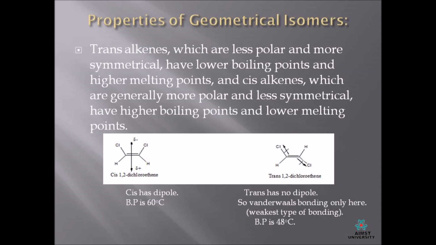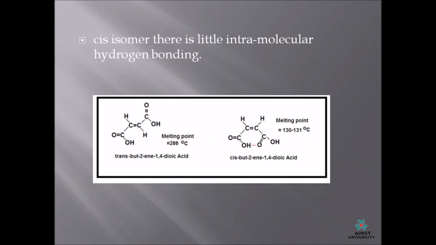Here there is an example of 1,2-dichloroethene. It exists in two forms, cis-1,2-dichloroethene and trans-1,2-dichloroethene. Cis-1,2-dichloroethene has a boiling point of 60 degrees centigrade, whereas the trans-1,2-dichloroethene has the boiling point of 48 degrees centigrade. In the cis isomer, we can observe there is an intramolecular hydrogen bonding.